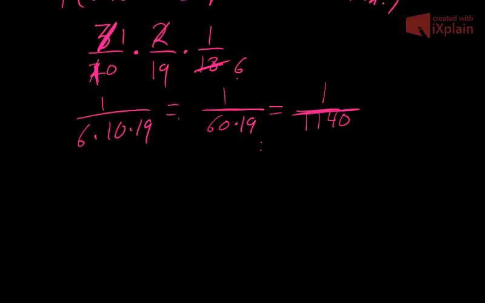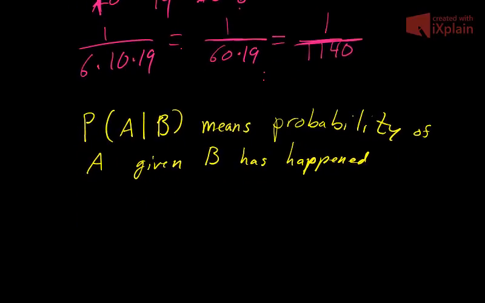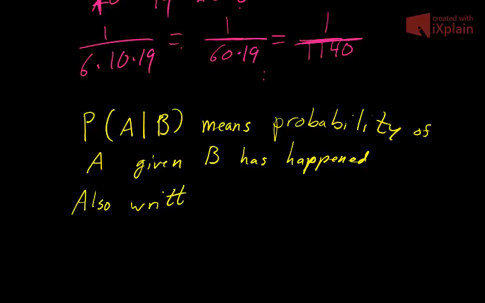So in any case, a quick reminder of what we learned was some notation. We have probability of A given B means the probability of A given that B has already happened. And sometimes this is also written as probability of A comma B.